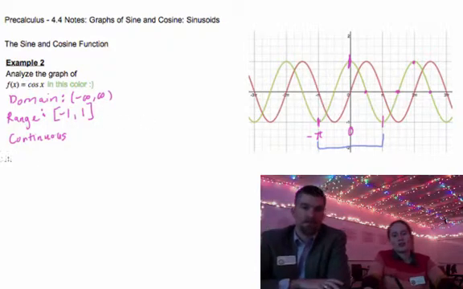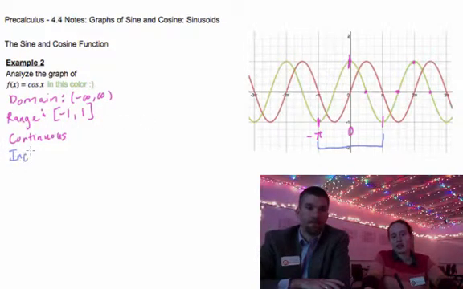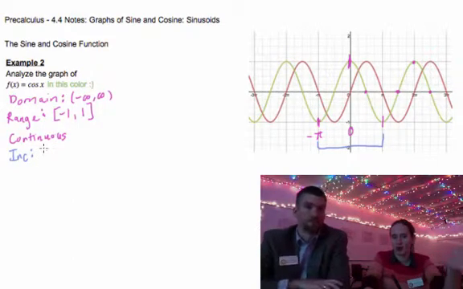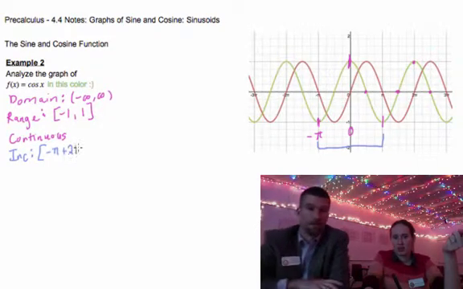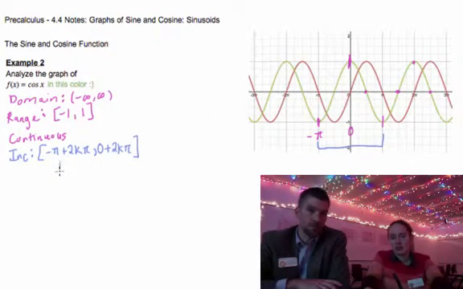So for our increasing intervals, you find one of them, any one of them. It doesn't matter which one you pick. I just found, for example, negative pi comma 0, but I need to put plus 2k pi. And then 0 plus 2k pi, or you could just put 2k pi there if you wanted to. It is increasing for any integer that you put in for k. It is increasing in those intervals.